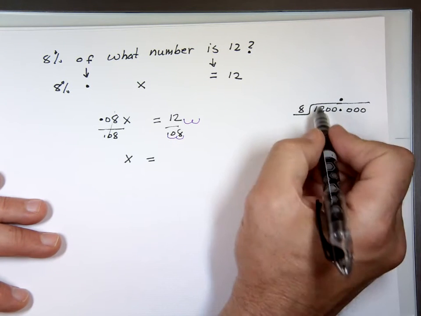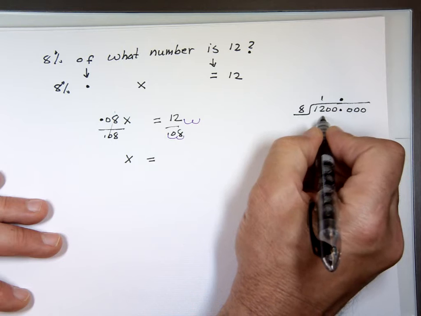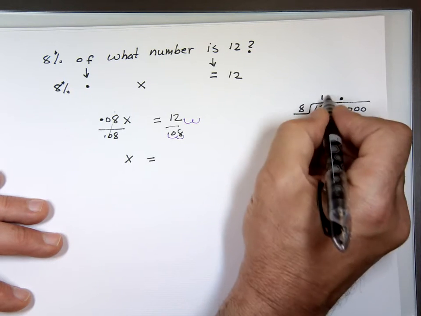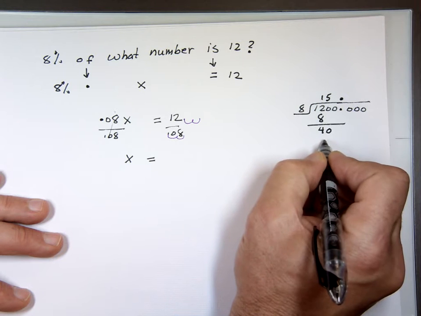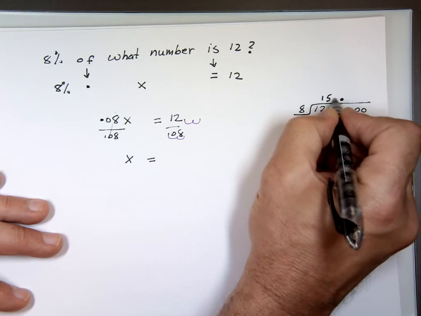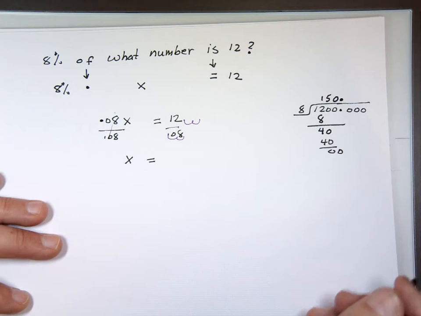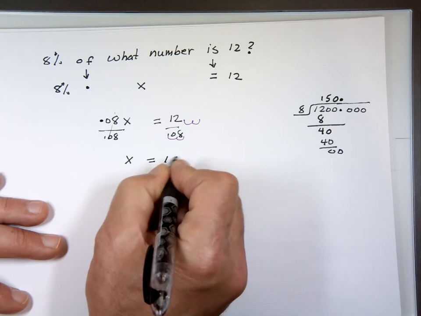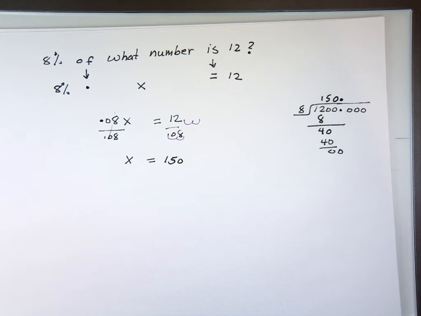Can I divide 12 by 8? 1. 1 times 8 is 8. There's the 4. 40. 40 by 8? 5. 5 times 8, 40. Remainder is 0. Bring that 0 down. 0 by 8 is 0. You've got to put a 0 there. Not a 15, that's a 150. X equals 150. So 8% of 150 will be 12 bucks.